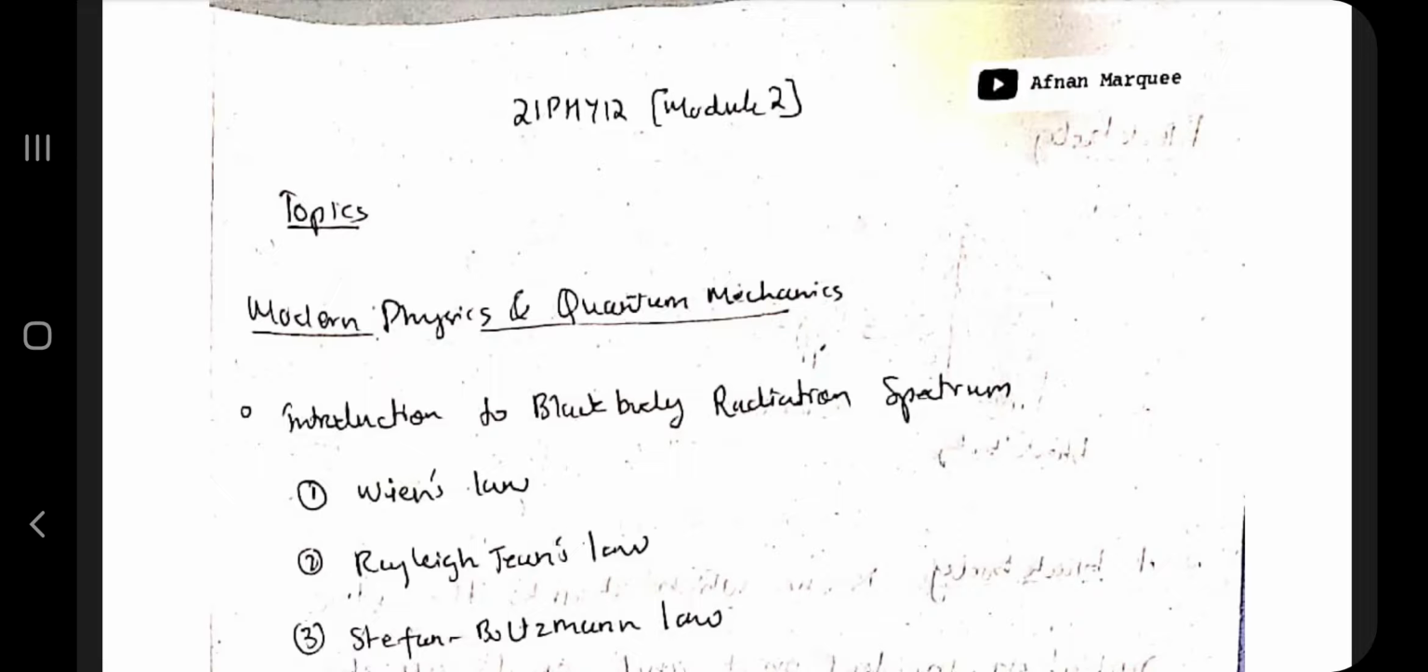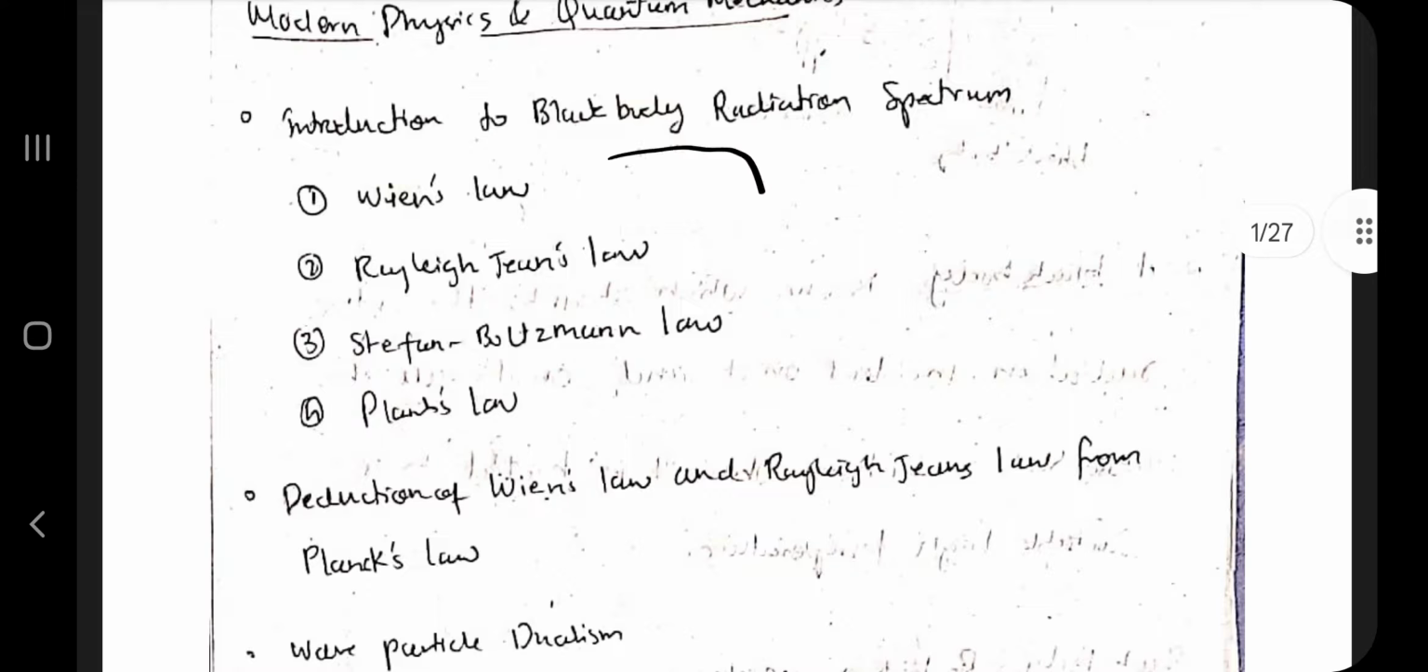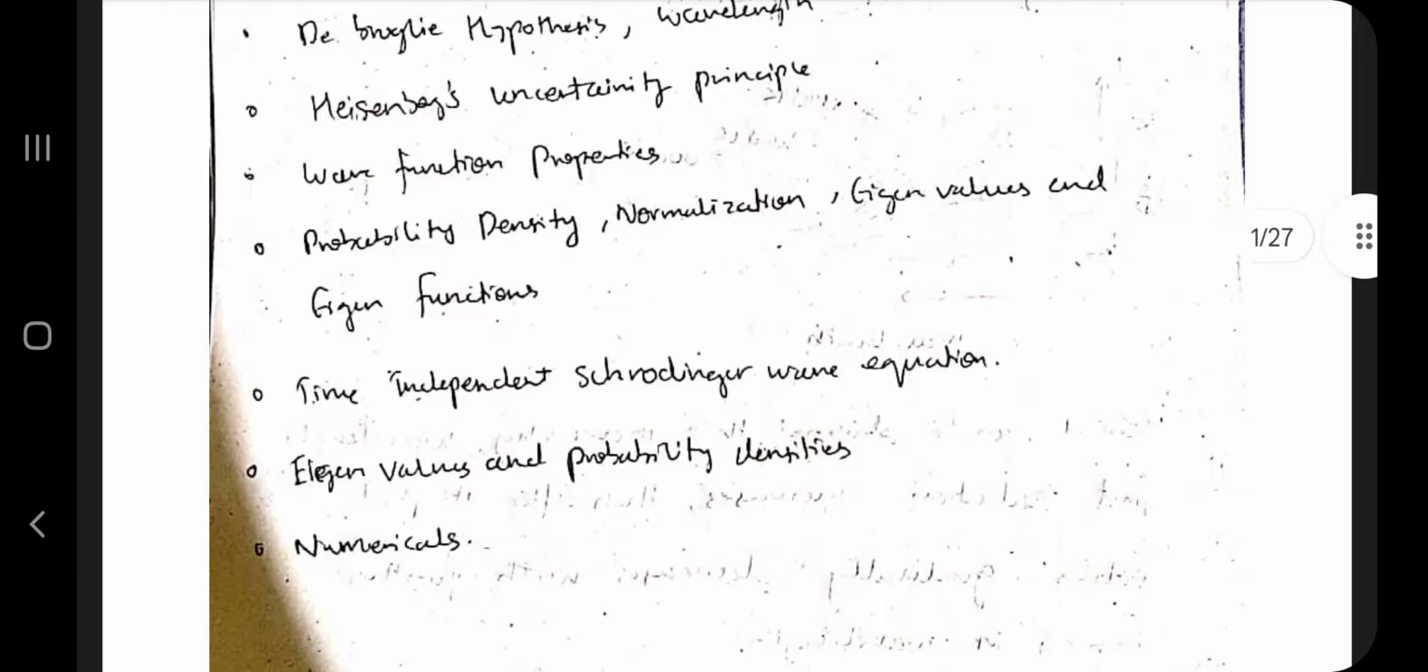Hello everyone. Today in this video we'll be discussing module 2 of 21PHY12, and in this module what we have is modern physics and quantum mechanics. Under that there are some topics like the laws, and after that there are some equations and derivations which we have to know how to solve, as well as numericals. In this video we will not be solving any numericals. We'll be solving those in a separate video. This is just the theoretical video, the concepts which we'll be discussing.